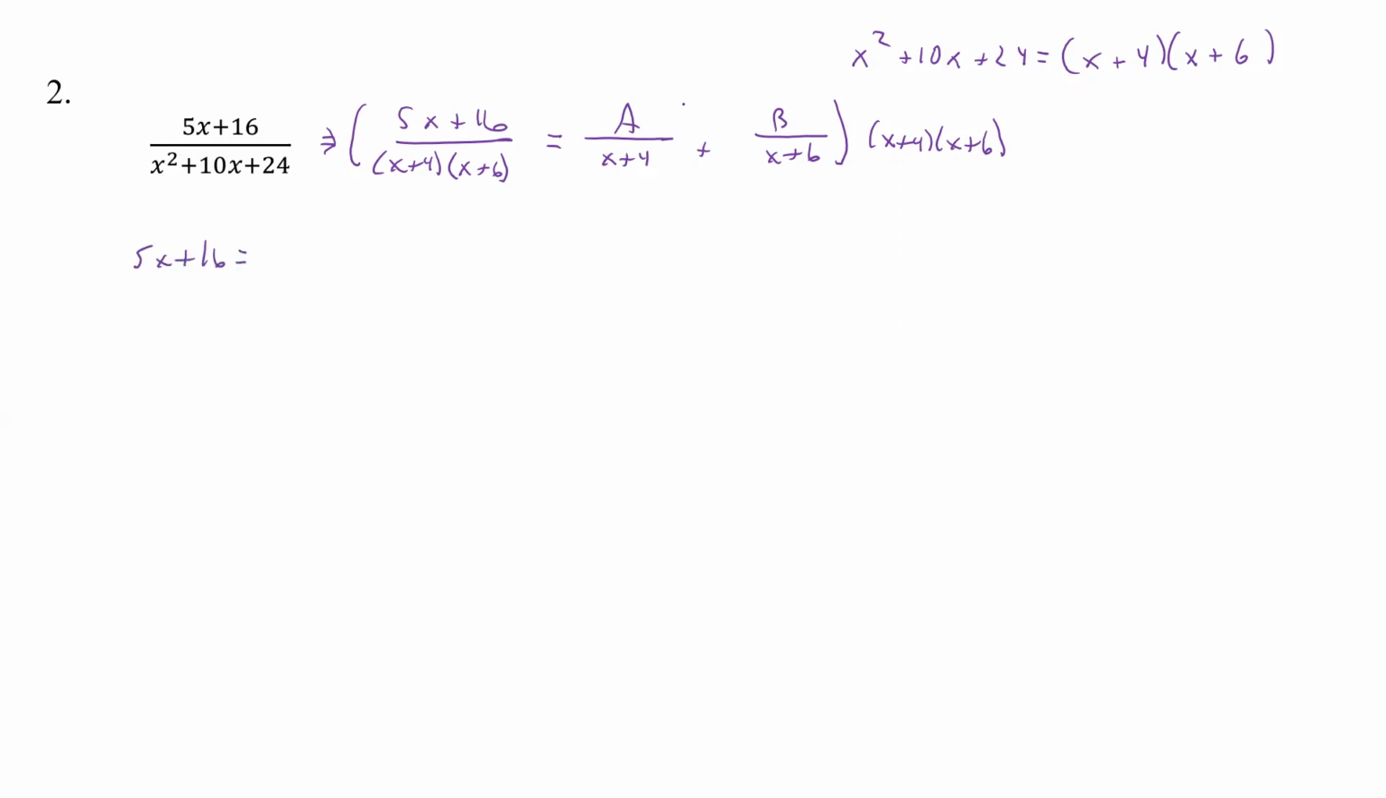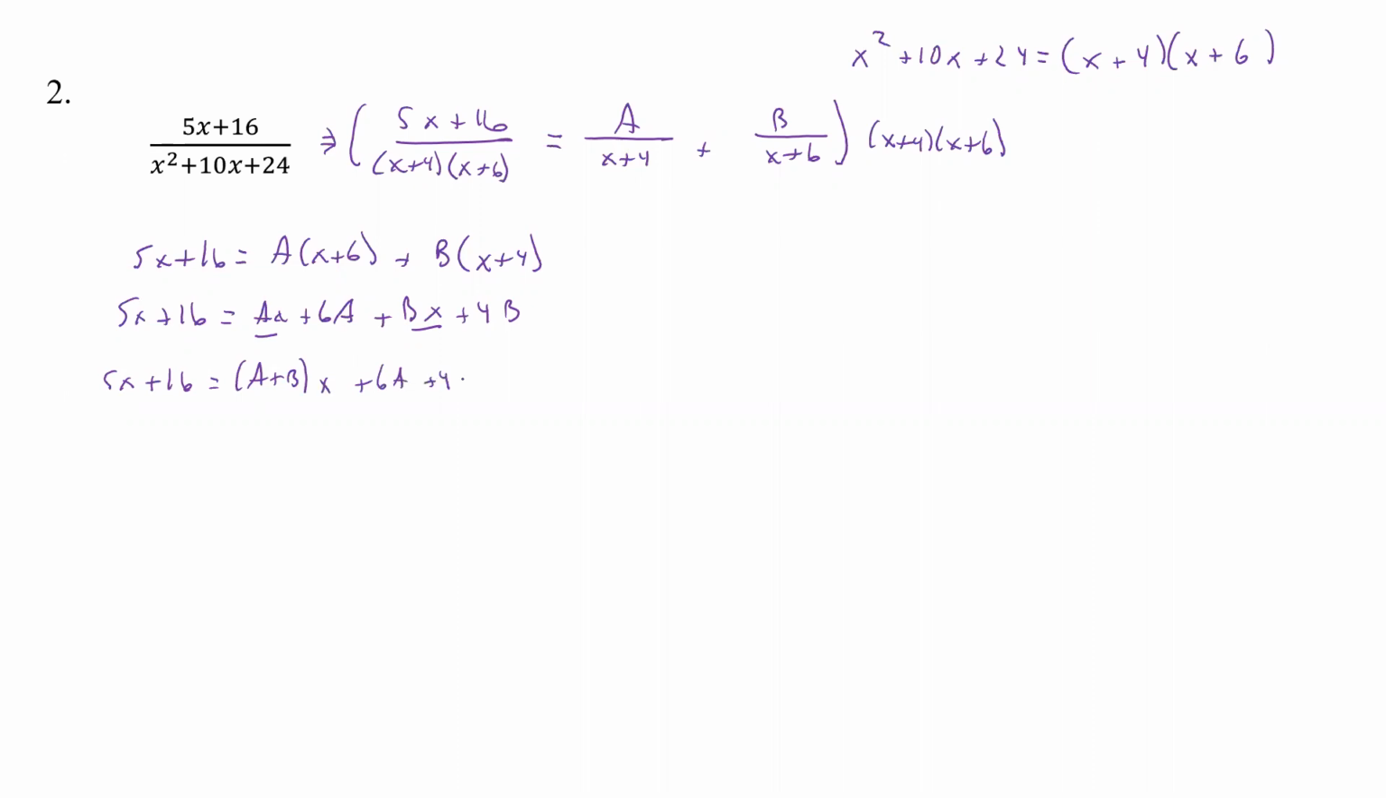the left. Here, when we multiply, the x plus 4's cancel, so we get A times x plus 6, plus B times, now the x plus 6 cancels, so we get x plus 4. And now we have to distribute and simplify. So 5x plus 16 equals Ax plus 6A plus Bx plus 4B. Now we have like terms. And so we have 5x plus 16 equals A plus B times x, plus 6A plus 4B.